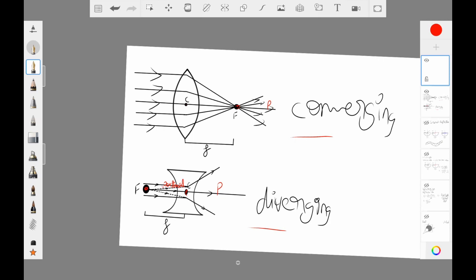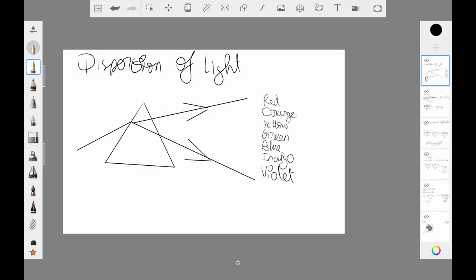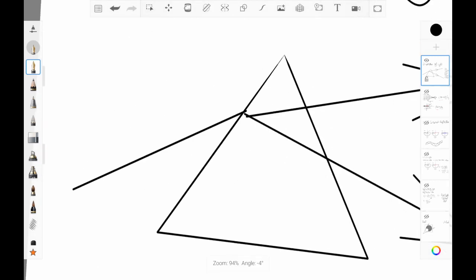Now, dispersion of light, which is the final part of light. Let's just look at that. Right, so dispersion of light. So dispersion of light is simply the process of separating visible white light.